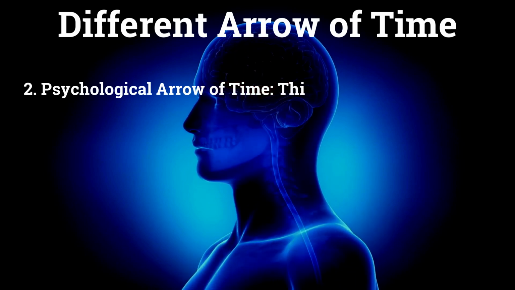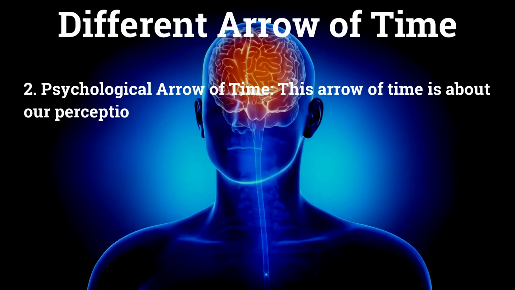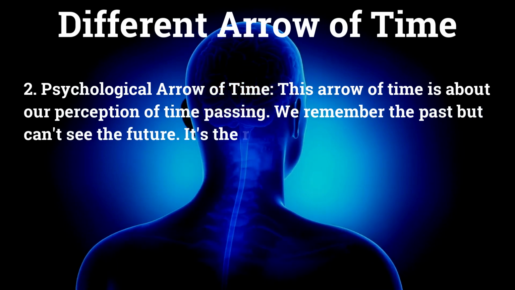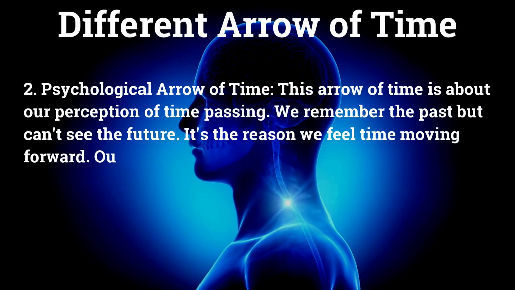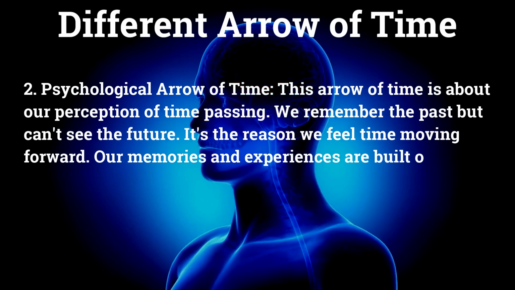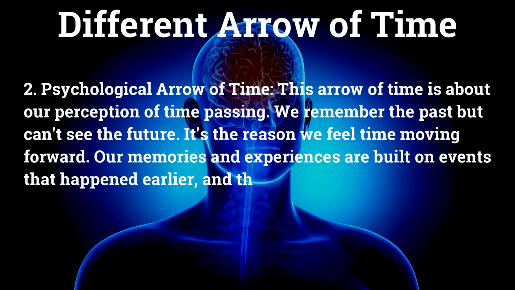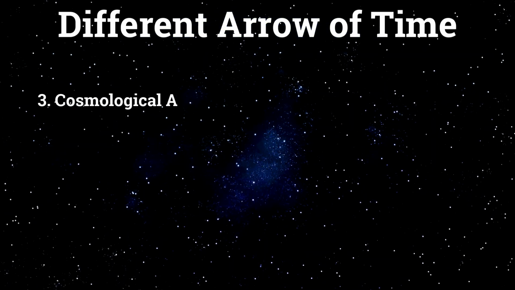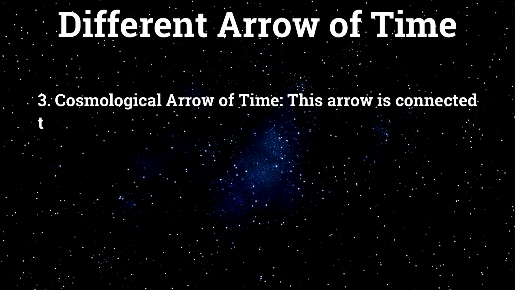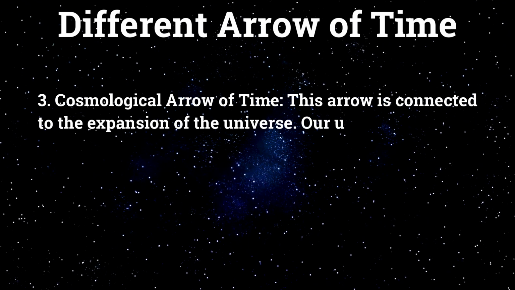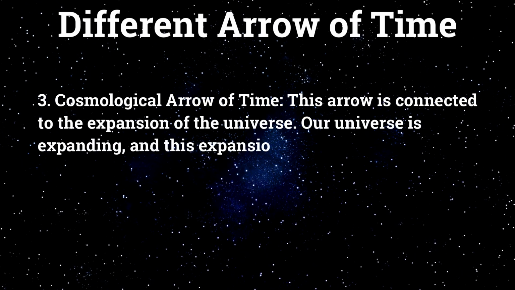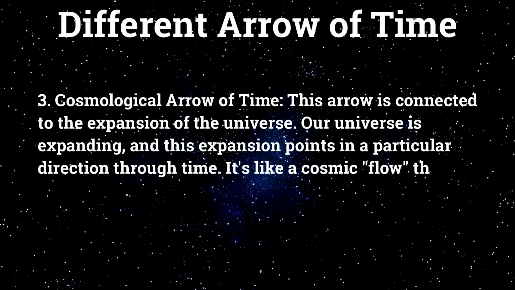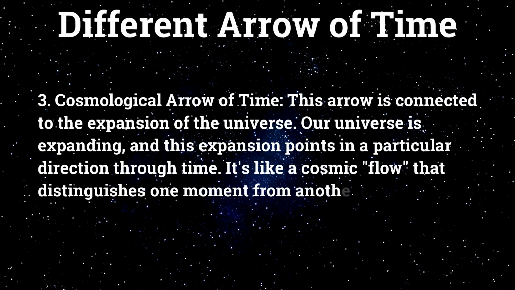Psychological arrow of time. This arrow of time is about our perception of time passing. We remember the past but can't see the future. It's the reason we feel time is moving forward. Our memories and experiences are built on events that happened earlier, and this gives us a sense of the past and the present. Cosmological arrow of time. This arrow is connected to the expansion of the universe. Our universe is expanding, and this expansion points in a particular direction through time. It's like a cosmic flow that distinguishes one moment from another.